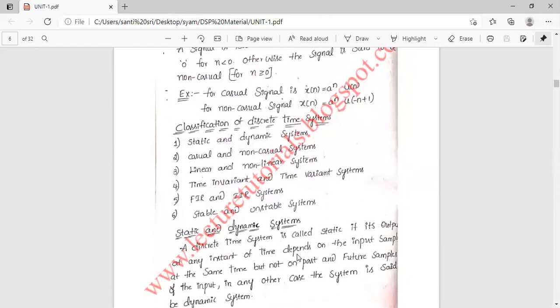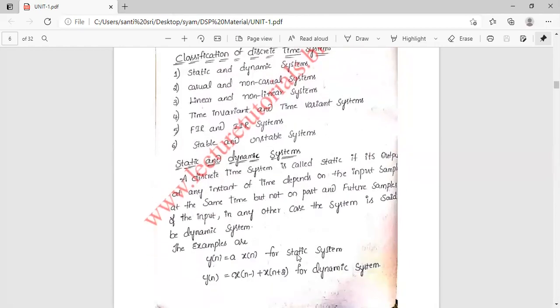Okay, static and dynamic systems. What do you mean by a static system? A system is said to be static if its output at any instant of time depends on the input samples at the same time, but not on the past and future samples. The present output depends upon the present state of the input. For example, y of n equal to a into x of n. This is a static system. Whereas if you take a dynamic system, it depends upon the past and future values.